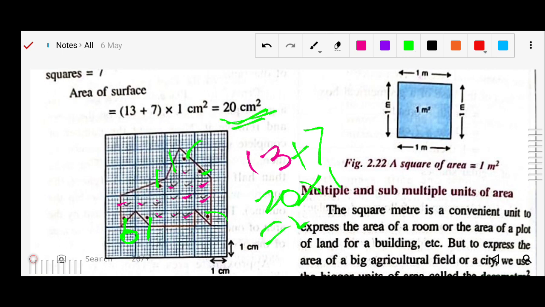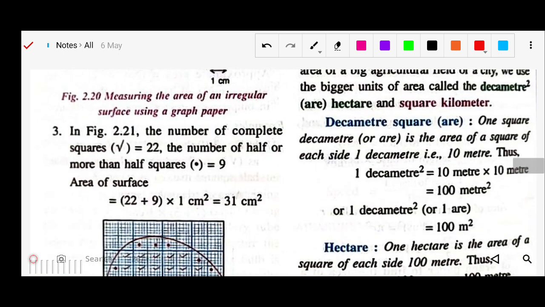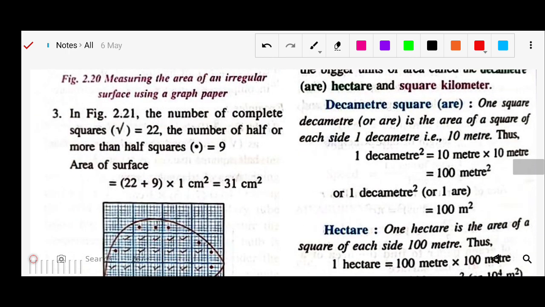As you can see, many are ignored. This is ignored, this is ignored, this is less than half, right? Suppose inside this outline there are some boxes which are less than half, we will ignore those boxes and not count them. So this is the approximate area, the result will be nearby.